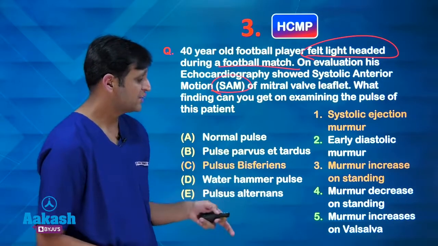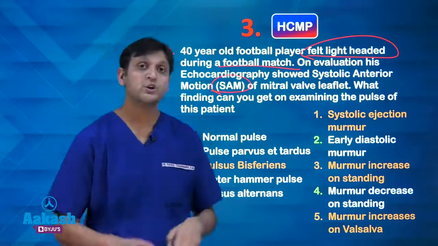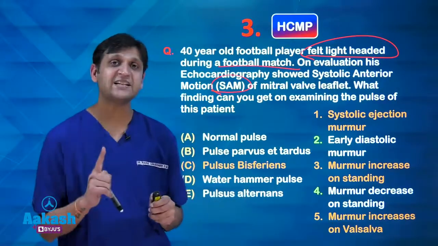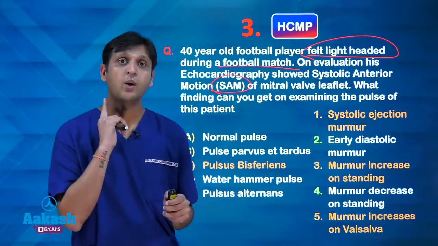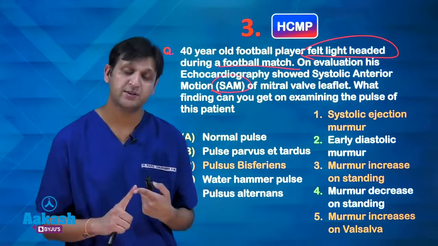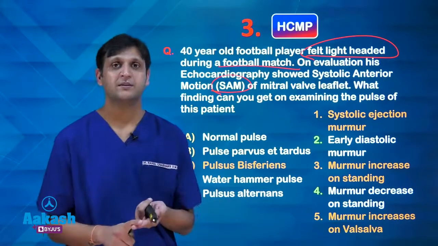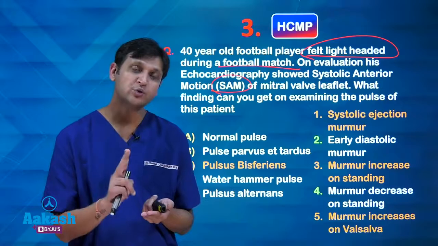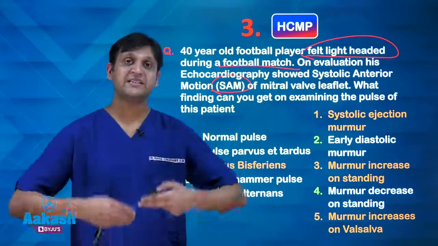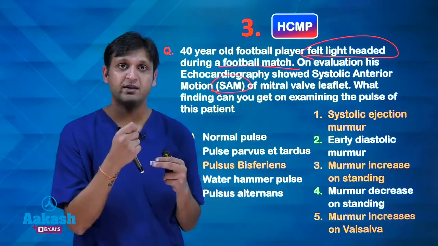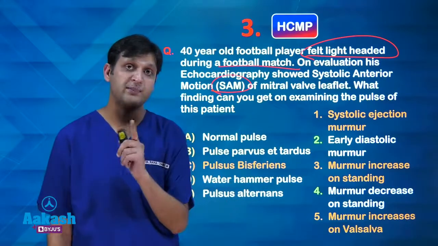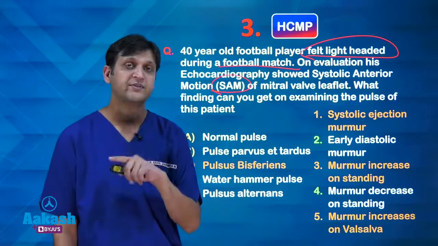The murmur increases on standing and increases on Valsalva. All left-sided murmurs decrease in intensity on standing and Valsalva, except the murmur of hypertrophic obstructive cardiomyopathy and mitral valve prolapse. So these are the only two murmurs that become louder and longer when the patient stands up and performs a Valsalva. Standing up and Valsalva increase the intensity of only these two murmurs, HOCM and mitral valve prolapse. In all other conditions of the left side, the murmur decreases.